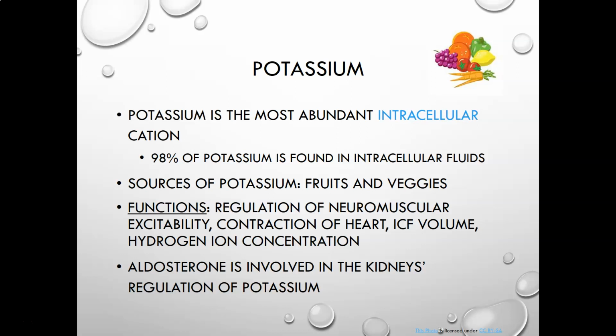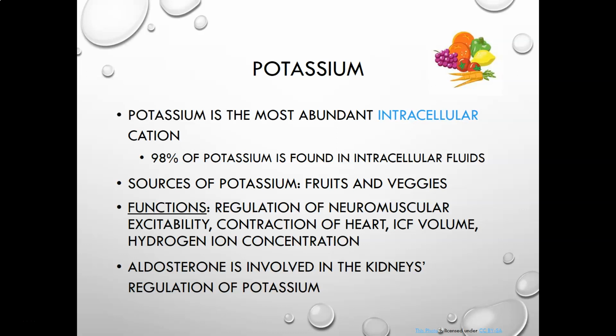The function of potassium is the regulation of neuromuscular excitability, so having to do with impulse conduction in muscular contractions and stuff like that. The contraction of the heart, the interstitial fluid volume, and hydrogen ion concentration are all influenced by potassium. Potassium has a role in all of these. And as a matter of fact, low levels of potassium can give you muscle cramps and stuff like that.